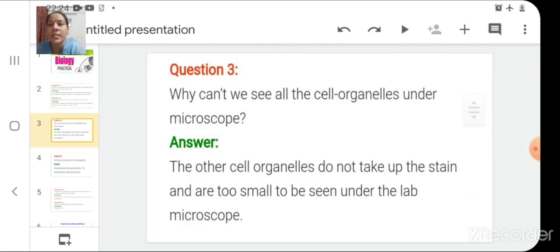The next question is, why can't we see all the cell organelles under the microscope? Why can we see only the cell membrane or cell wall, nucleus and cytoplasm? The answer is, the other cell organelles do not take up the stain and are too small to be seen under the lab microscope. They are very small structures. We need electron microscopes to visualize such structures which are much smaller in size.